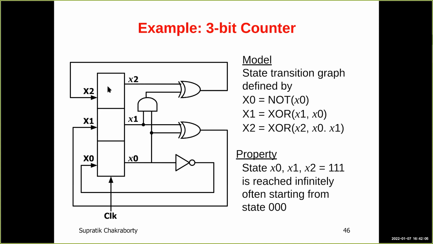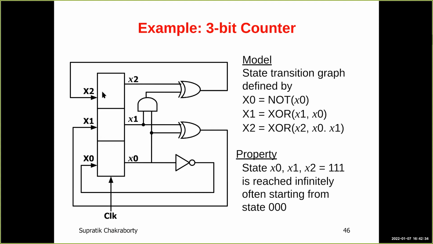The next value of x2 is XOR of the current value of x2 and the AND of the values of x0 and x1, right? So if I have n flip-flops, I need to write down n equations here or n Boolean functions here, and that represents this entire circuit, and this circuit represents the entire state transition system with 2 raised to n states, right?